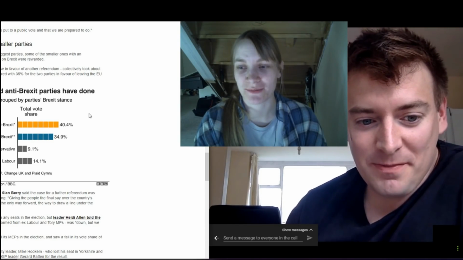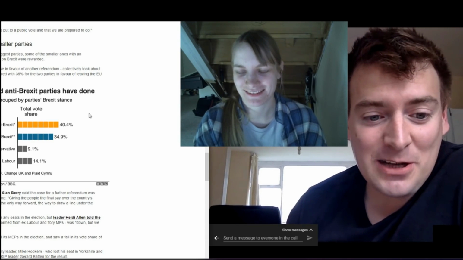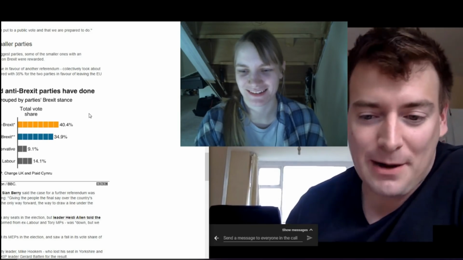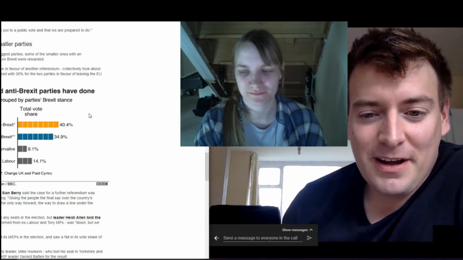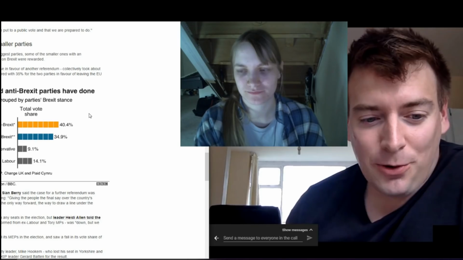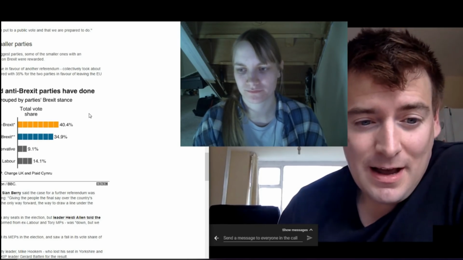Yeah, or just vote again with Labour. Yeah, exactly. So you end up with a sort of second referendum via the back door, if you will, just because Parliament is so split.